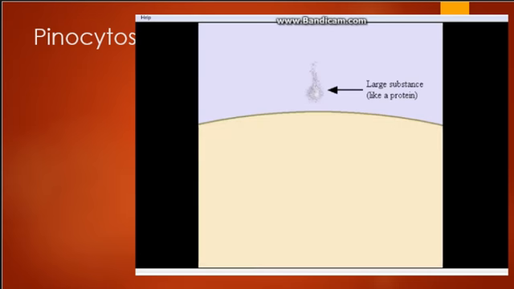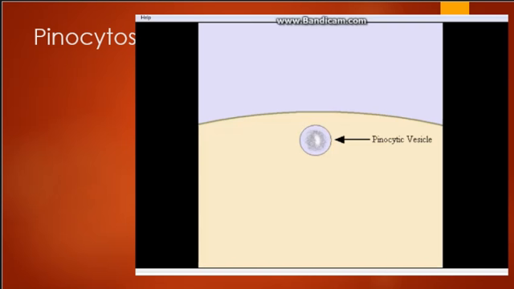Pinocytosis, often referred to as cell drinking, is a way for a cell to take in substances that are too large to travel through the plasma membrane. When the cell encounters such a substance, it actually breaks its plasma membrane, allowing the substance into the cell. A pinocytic vesicle then forms around the substance so that it can be transported to wherever the cell needs it.